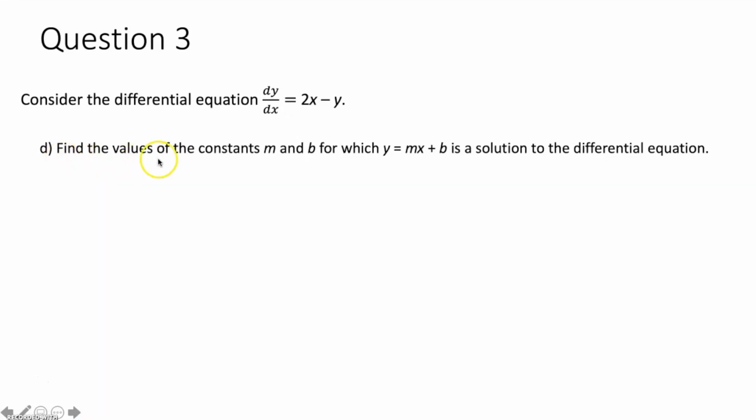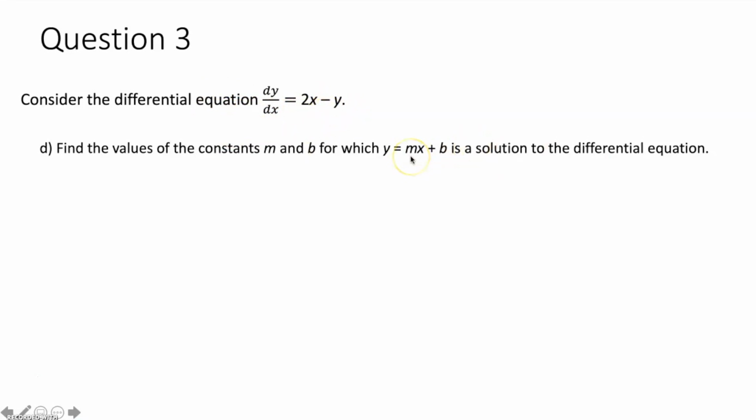Part D says find the values of the constants m and b for which y equals mx plus b is a solution to the differential equation. So normally what you would do to find the solution to this differential equation is you would solve it. You would separate the variables, prepare both sides for integration, and integrate both sides. But in this particular differential equation, we can't separate the variables. There's no way we can get all the y's to one side and all the x's to the other side. So how is this going to work?